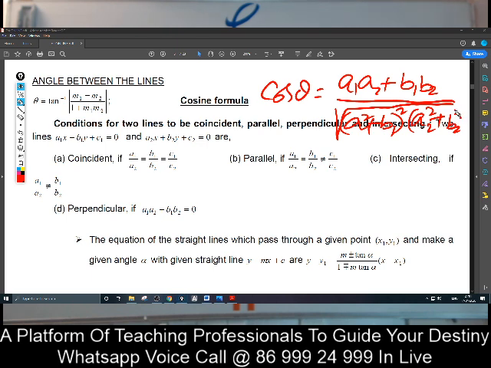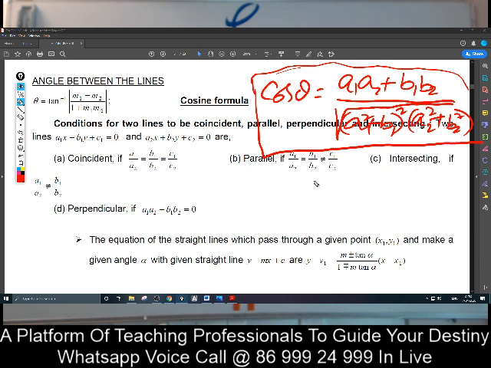Very important formula, please. How do you get this in three-dimensional geometry? In three-dimensional geometry, you will get it as cos theta is equal to (a1 a2 plus b1 b2 plus c1 c2) divided by root over (a1 square plus b1 square plus c1 square) into (a2 square plus b2 square plus c2 square). Like that, you will get the cos theta formula in 3D.